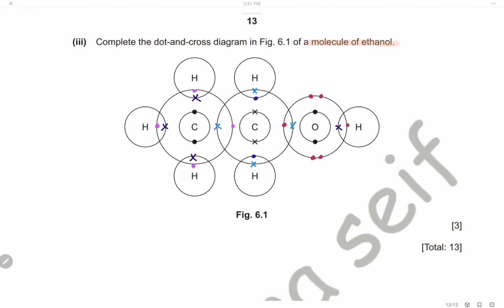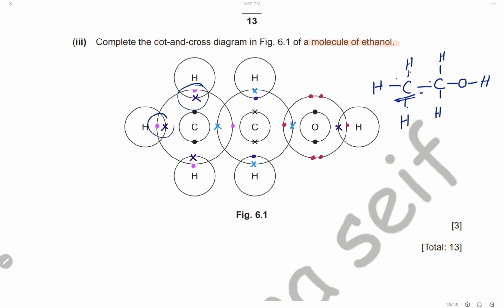Complete the dot and cross diagram for one molecule of ethanol. So I will first draw the ethanol molecule. Here the first carbon forms 3 single bonds with 3 hydrogens and 1 bond with the second carbon. The second carbon also has 2 single bonds with 2 hydrogens and 1 single bond with oxygen. The oxygen forms another single bond with the last hydrogen. So we have 4 shared pairs of electrons around the first carbon, 3 with the 3 hydrogens, and the fourth bond will be with the second carbon.